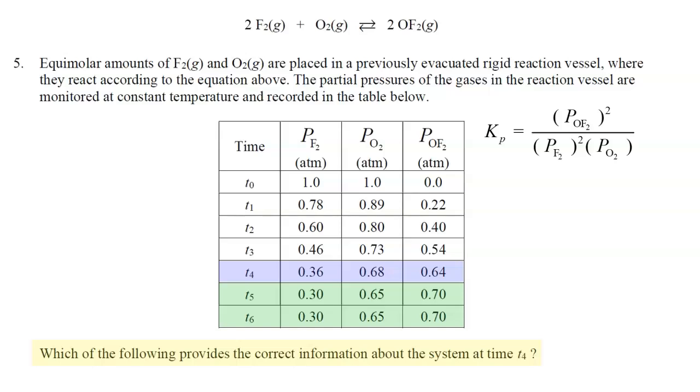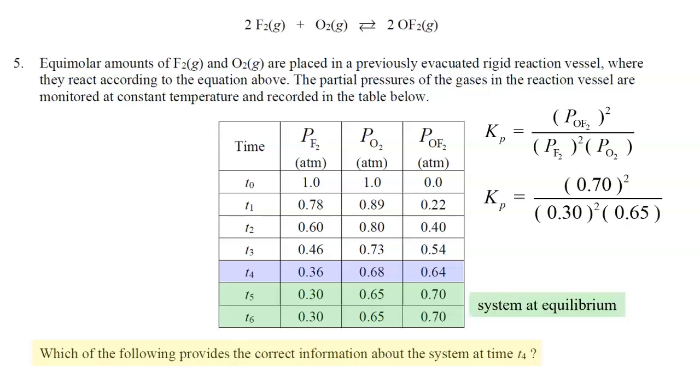And since we have the equilibrium conditions at points T5 and T6, let's go ahead and plug in those values for the system at equilibrium. So it's going to be 0.7, which is the pressure of the OF2 squared, divided by 0.3, which is the pressure of the fluorine squared, and then also on the bottom would be the partial pressure of the oxygen, which is 0.65.